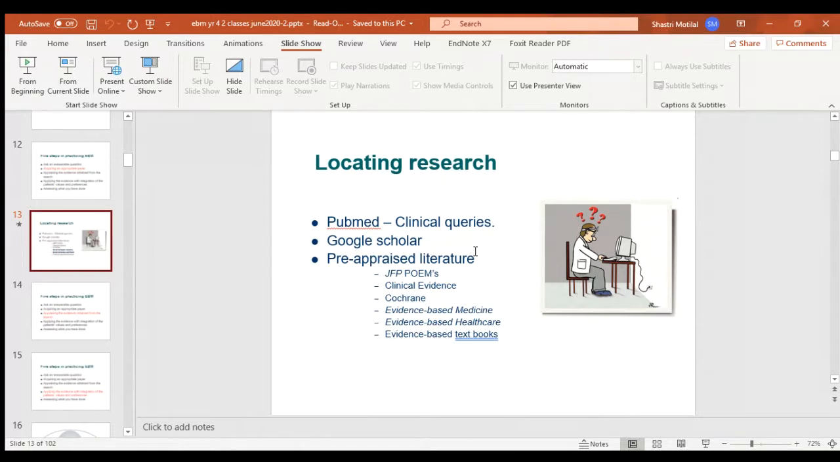But by extension on Google, you could also use Google Scholar. And to use Google Scholar, you just have to type the URL scholar.google.com and do your searches. And when you do your searches, it will all be medical. So the next step in evidence-based medicine is to find an appropriate article.